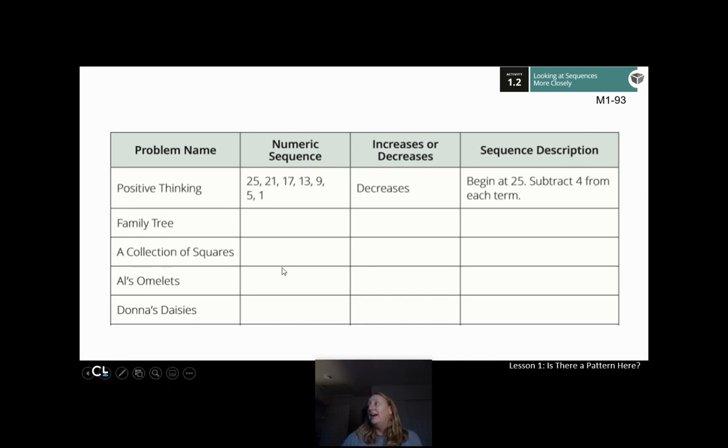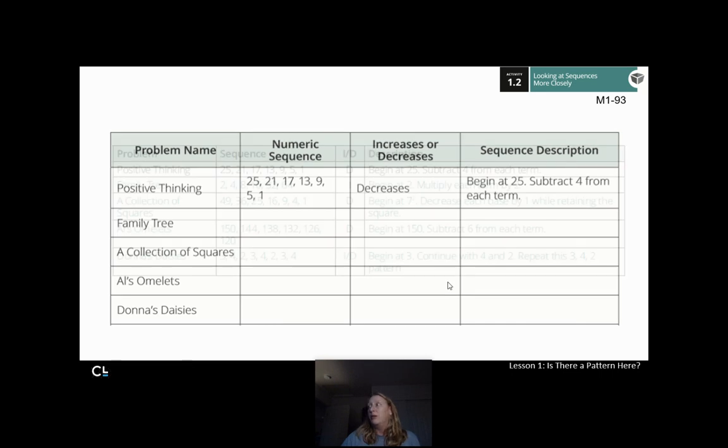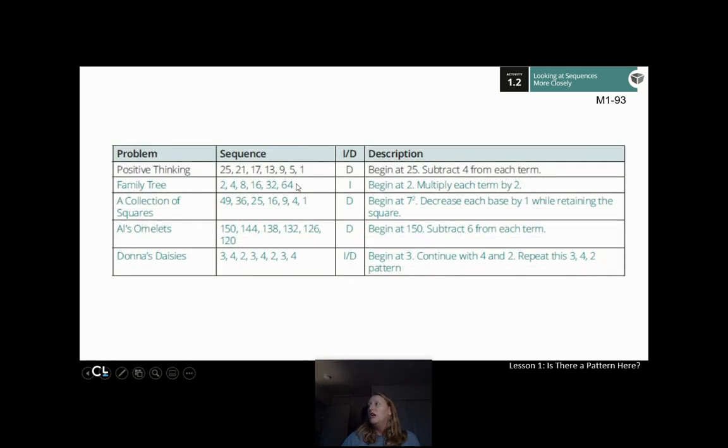So I just have it all. Boom, there it is. So we did positive thinking. There's our sequence. It decreased, and our pattern, it began at 25, subtracted 4 from each term. For our family tree, here's the sequence. I really just went to the end of each problem and just put the sequence in here. I noticed it was going up, so I wrote increasing.